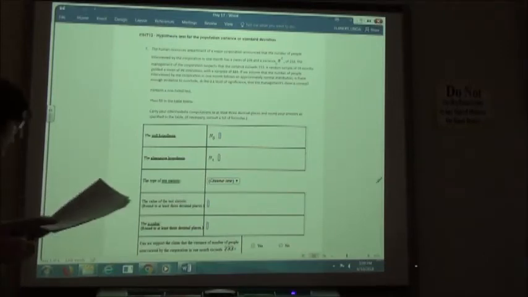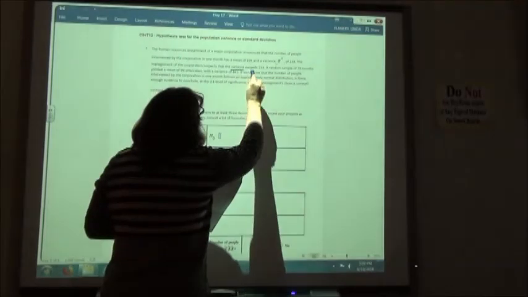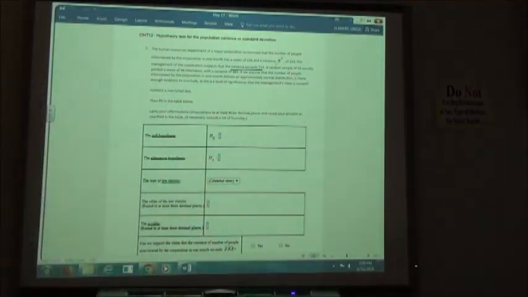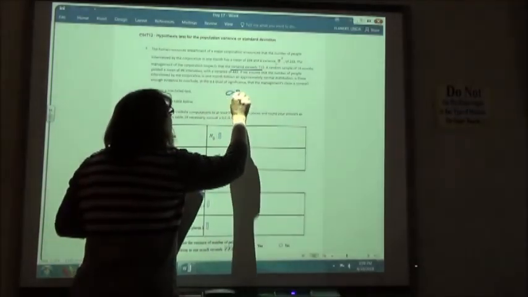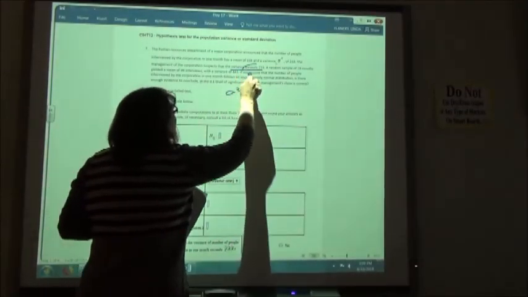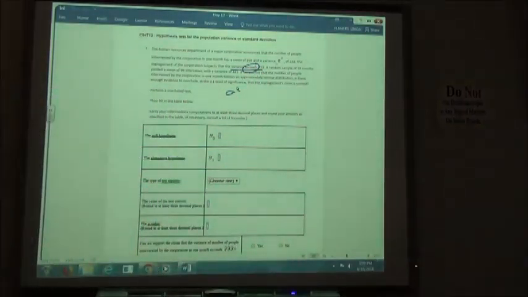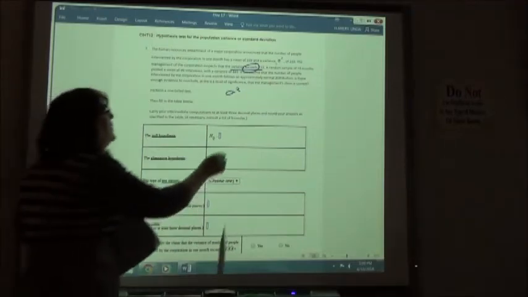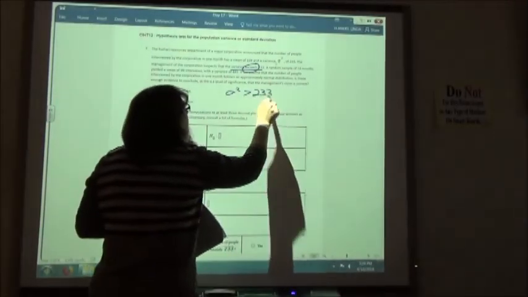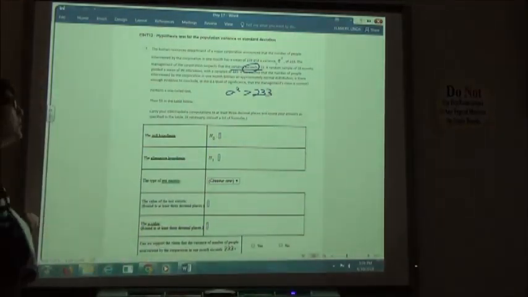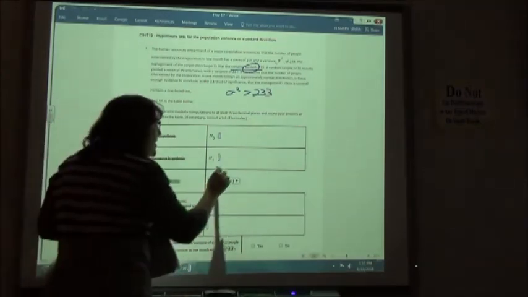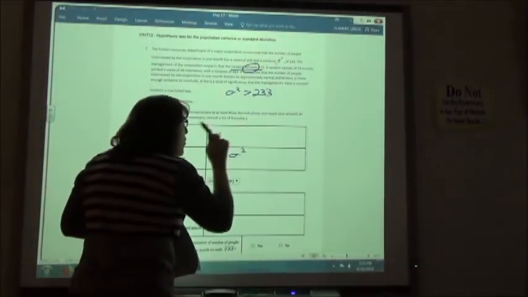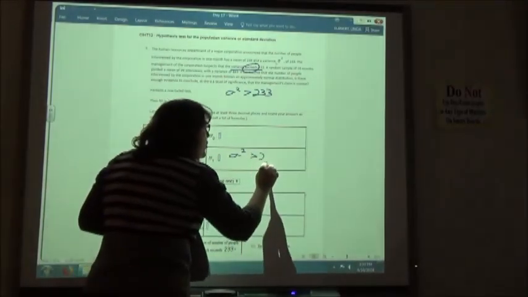What was their claim? Their claim was that the variance exceeds 233. The variance is the standard deviation squared. If I exceed something, I'm going to be, what math symbol? Greater than 233. Okay? So that doesn't have the equal. We know that's our alternative hypothesis. The standard deviation squared, or the variance, is greater than 233.